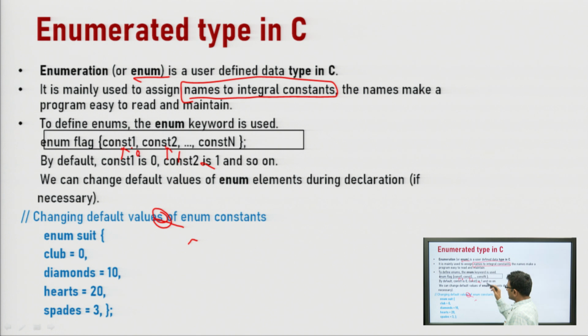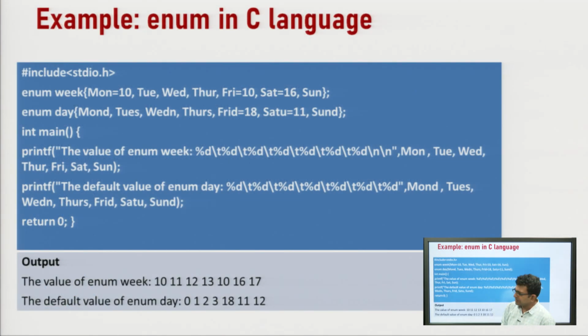The next is we can also change the default values of the enum elements during the declaration. So, when we are going to declare the enum data type, during the declaration we can provide the constant values to these members. Just see here, there are 4 members and we have separately provided the constant values to these members. So, these constant values will be utilized further in the program. Now, this is an example.